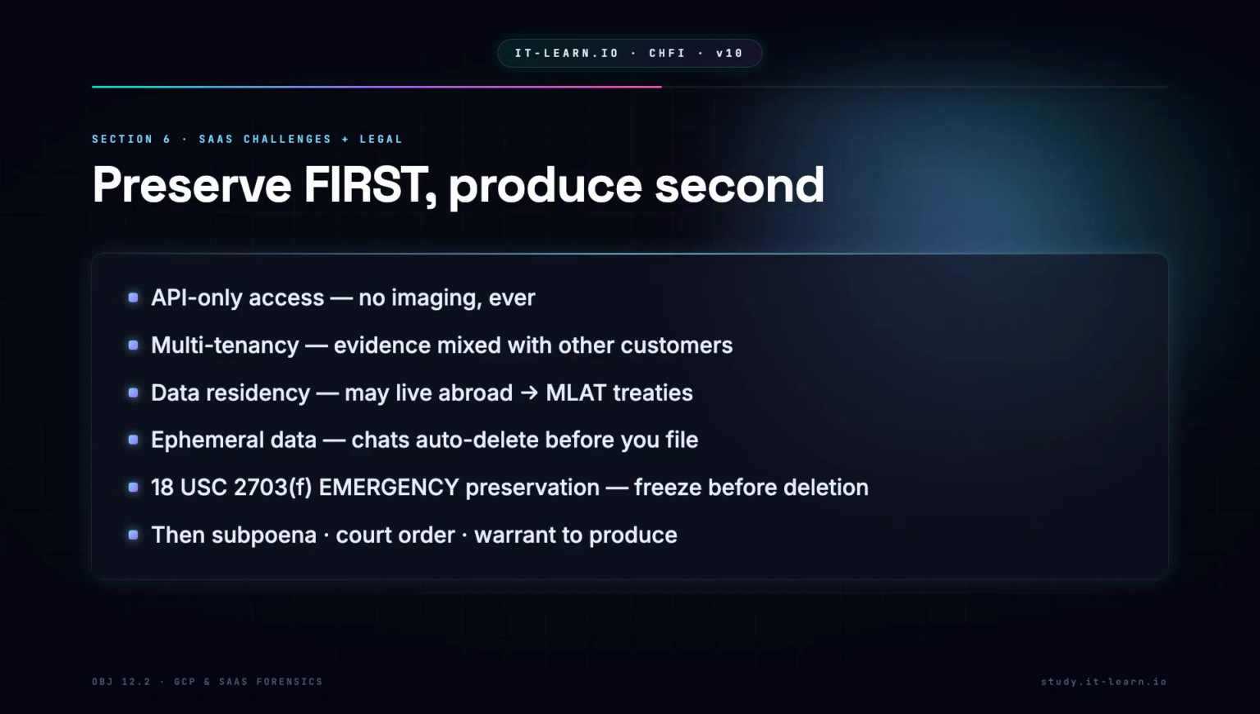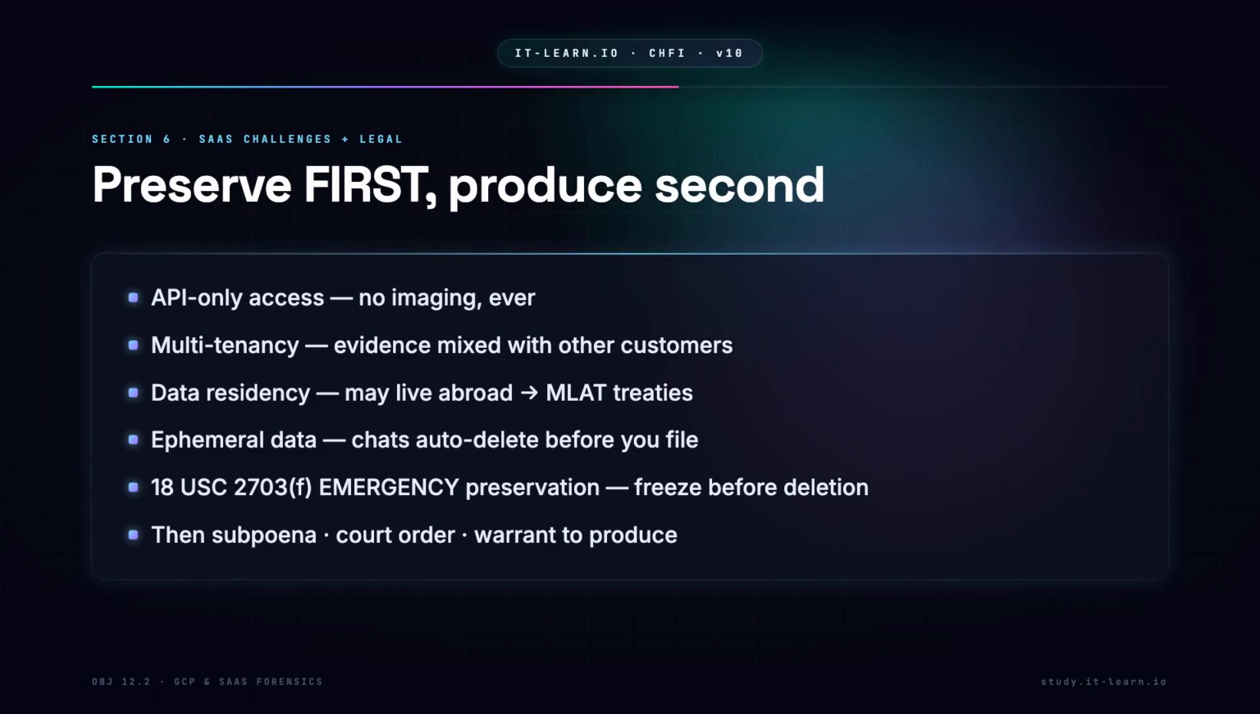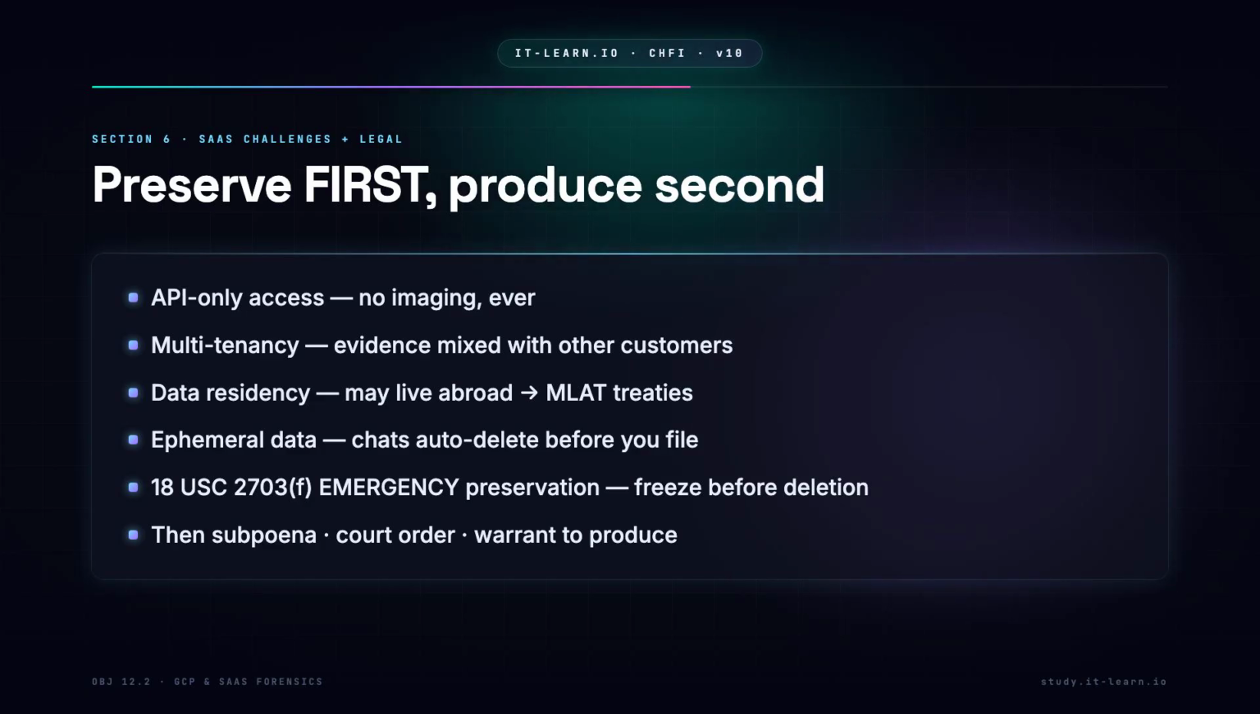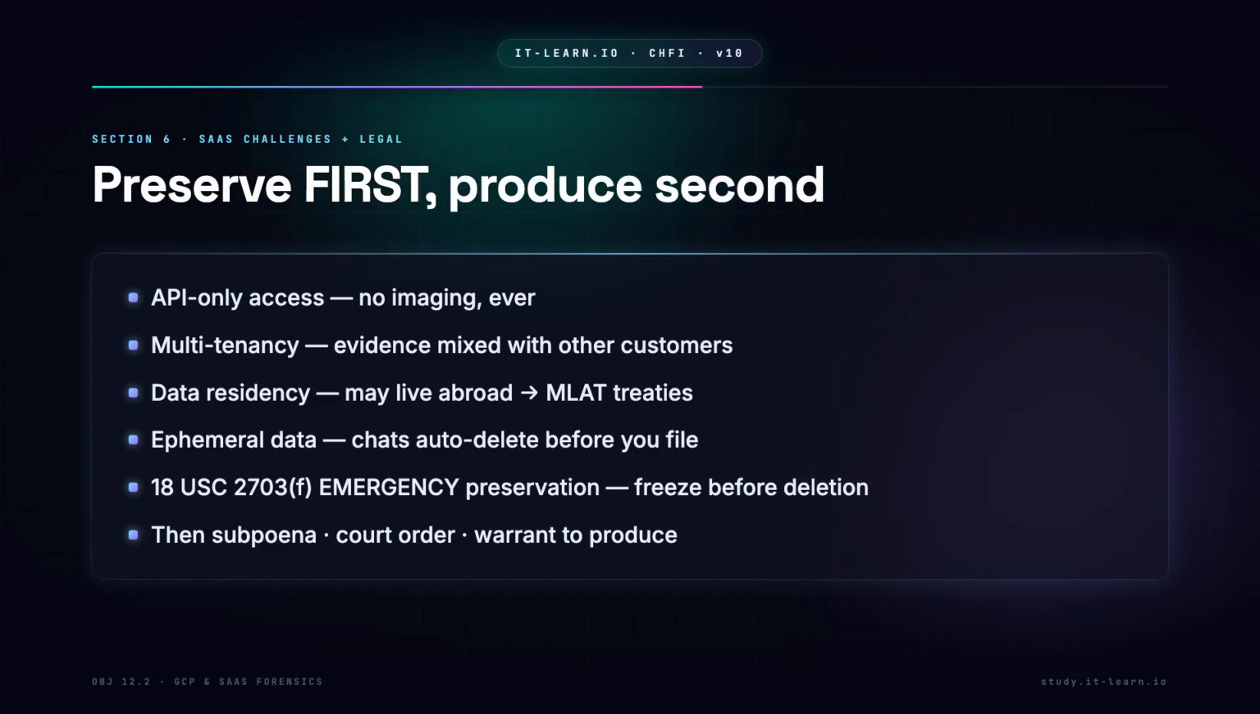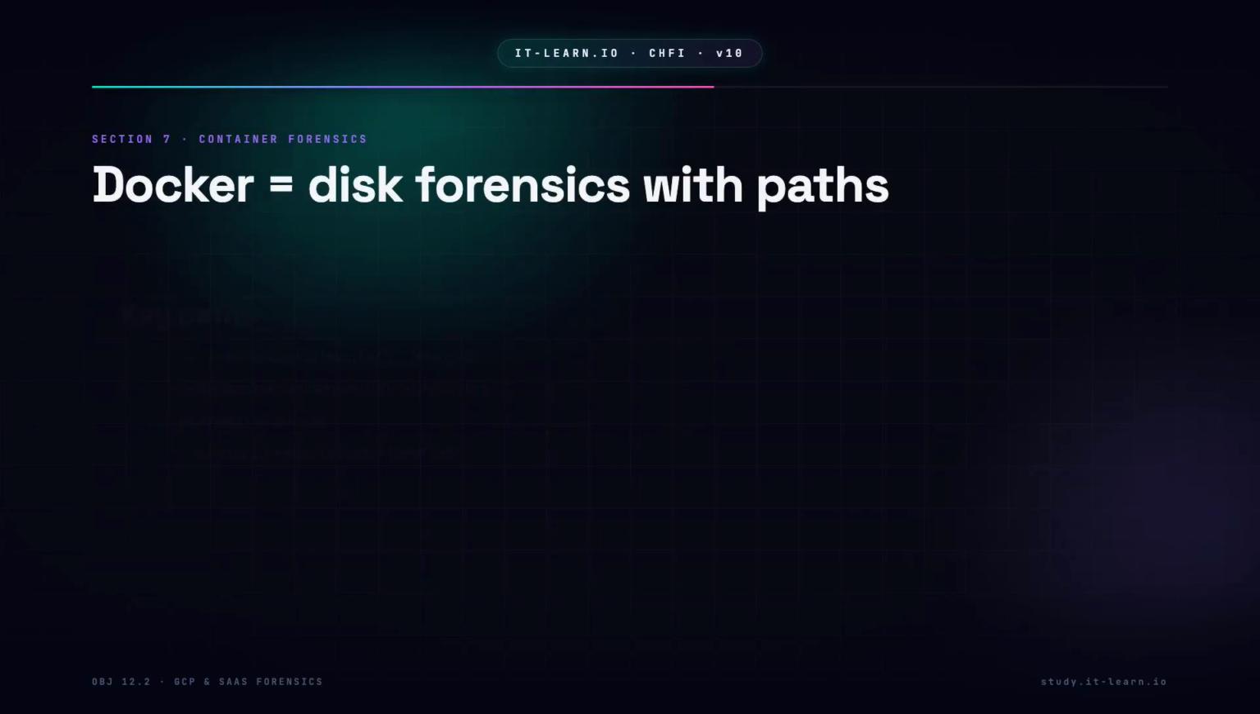So the move is legal, and the order matters. First, an emergency preservation request, 18 U.S.C. 2703(f). Freeze the data before it's gone. Then the subpoena, the court order, or the warrant to actually produce it. Preserve first. Produce second.